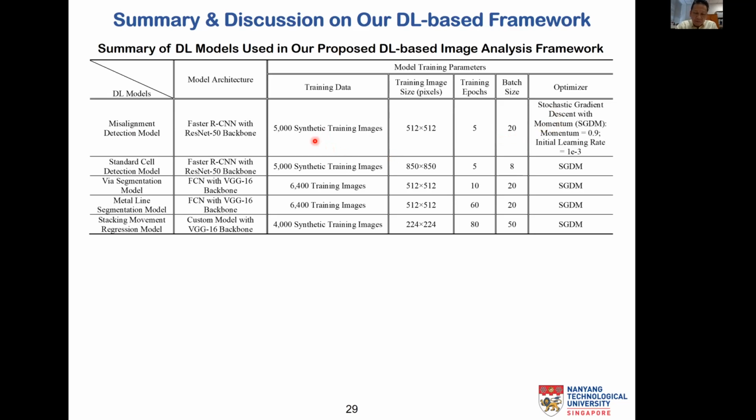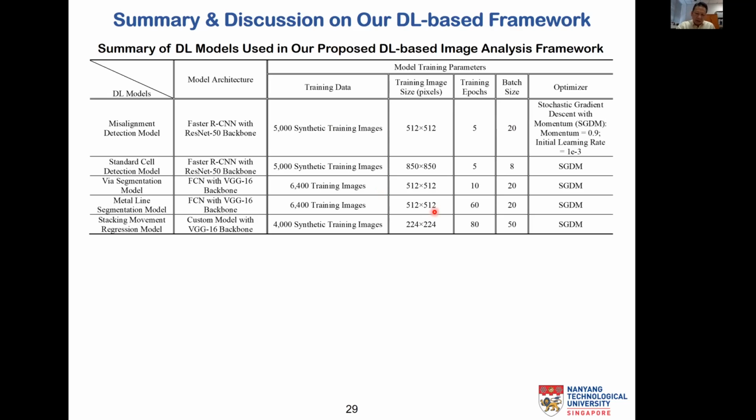Let me explain to you. Here, if you have training data of 5,000 and we use a batch size of 20, this means that every batch is 20 images, so you will have 250 batches. After going through all 250 batches, you will have 1 epoch. And then with 5 epochs, you'll be able to train this particular model.